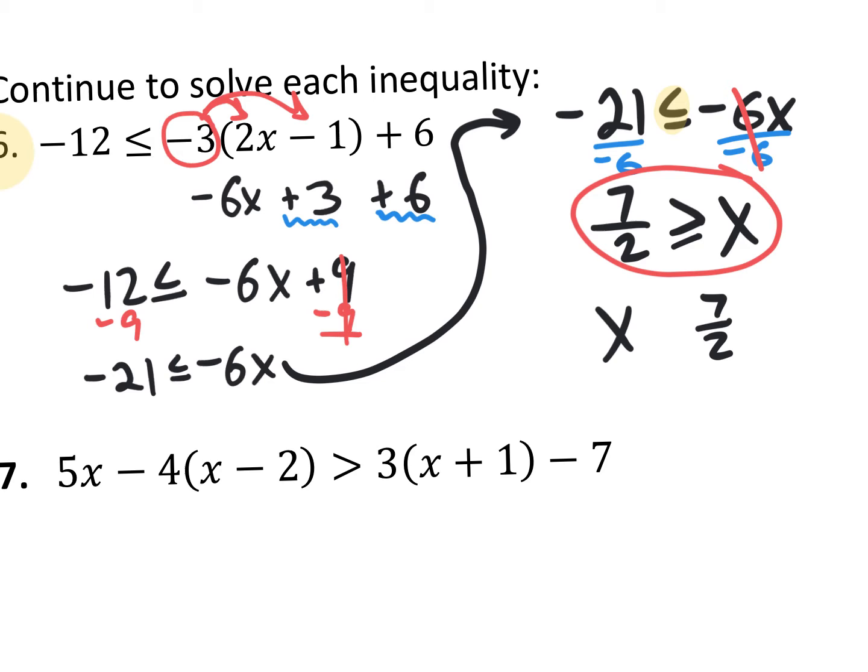It's true. This is the correct answer. It's opening up to the 7 halves. So it needs to continue opening up to the 7 halves. So it's going to flip again in a sense. This is your final answer, okay? X is less than or equal to 7 halves. Now, some students got really confused because it started off as a less than or equal to, and then it flipped again.